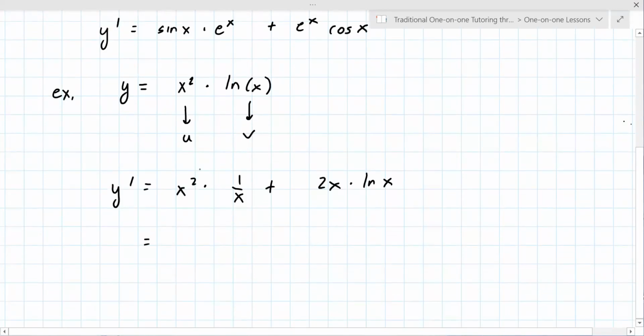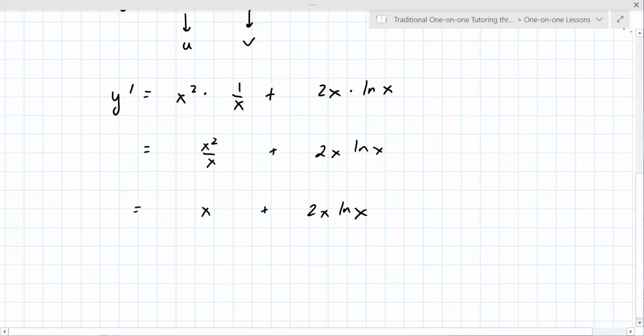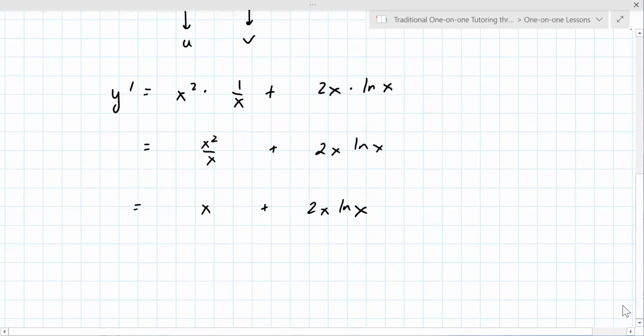Okay, and then here on the right, it simplifies. It's x squared over x, which becomes just x. And then 2x natural log of x. And the 1 over x? Well, the x squared times 1 over x becomes x squared over x, and that is x. Okay.